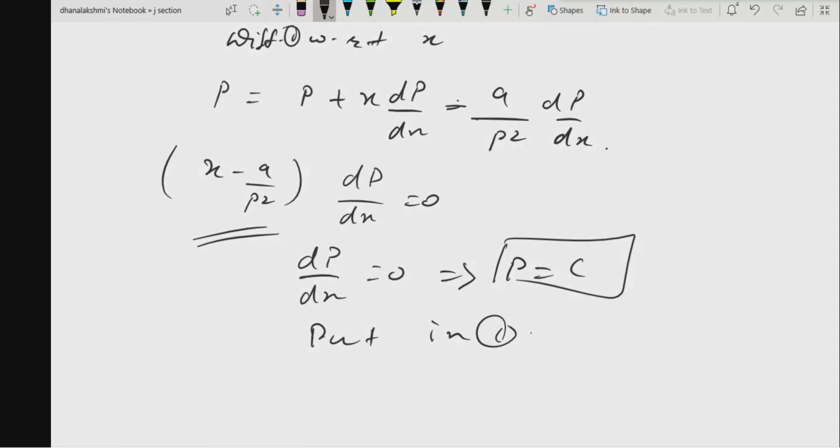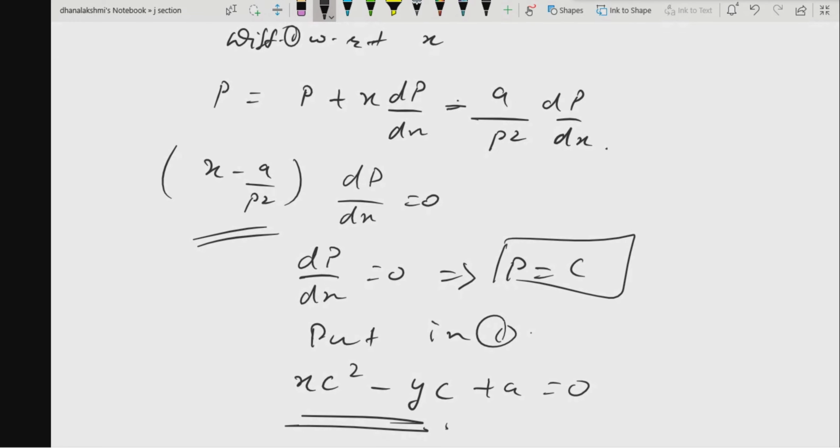So what is 1? It is x p square, which is c square, minus y p, which is c, plus a is equal to 0. So this is the required solution. How simple it is. Is it or not? Yes, ma'am. Yes.